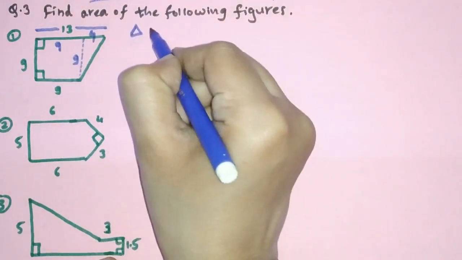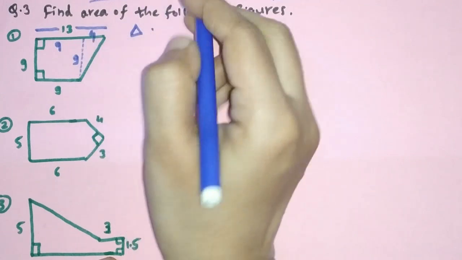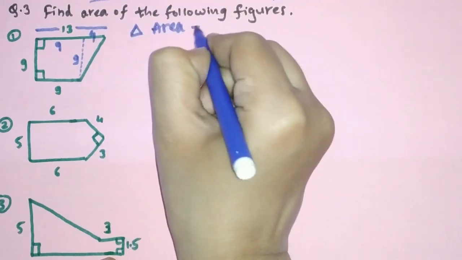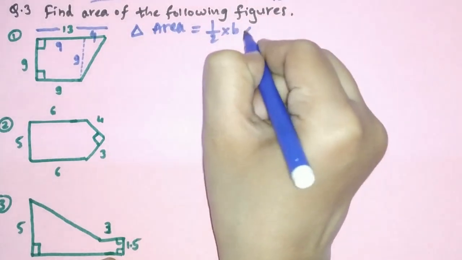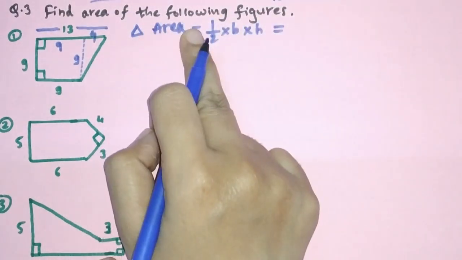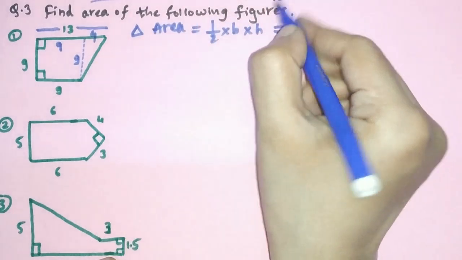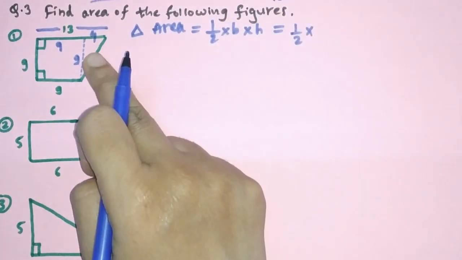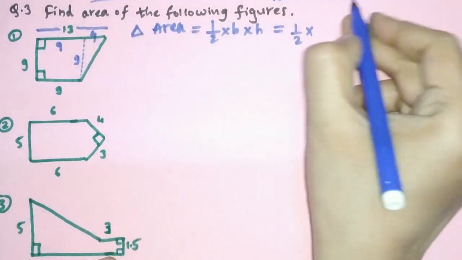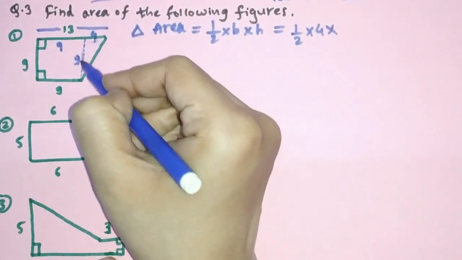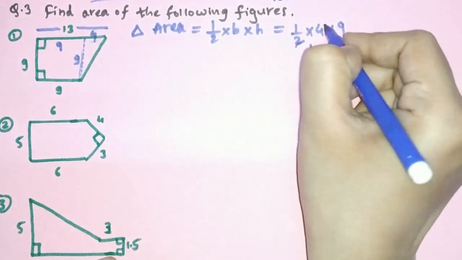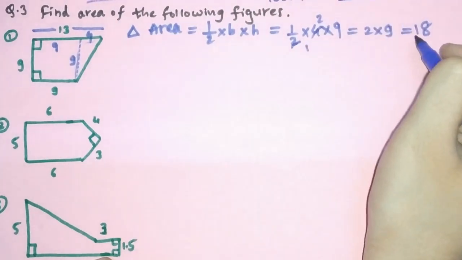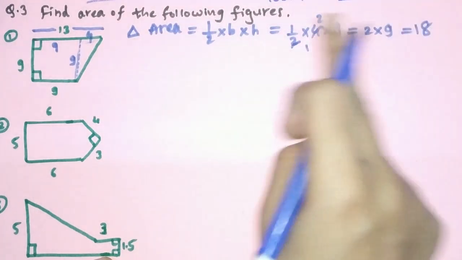So first of all, we will find the area of the triangle. Area of a triangle is 1 by 2 base into height. This is a triangle, so 1 by 2. Its base is going to be what? If you notice here, its base is 4. And this is the height, this is 9. So 2 ones are 2, 2 twos are 2 into 9. You will get 18. This 18 is the area of the triangle.